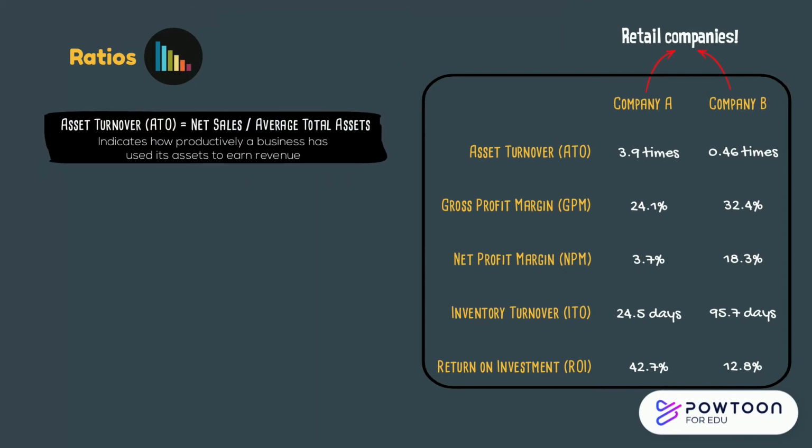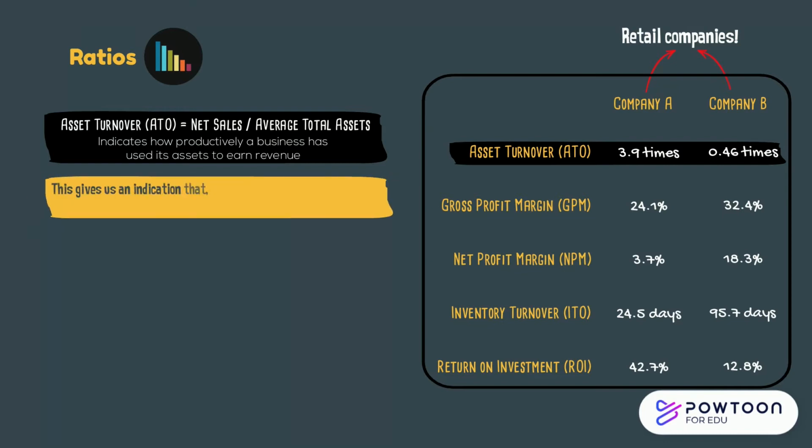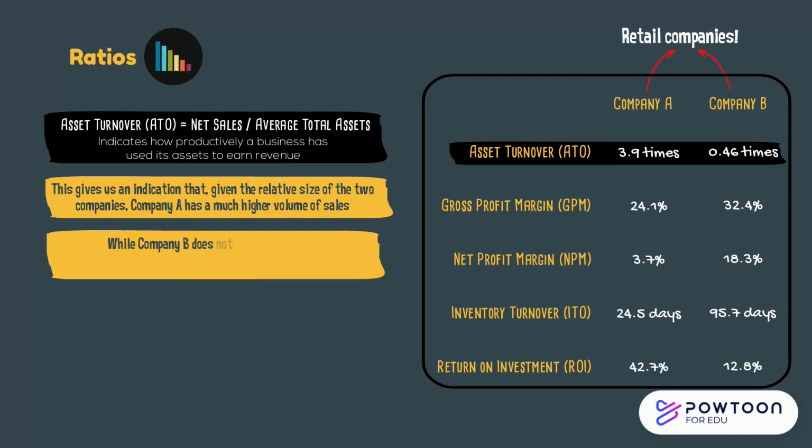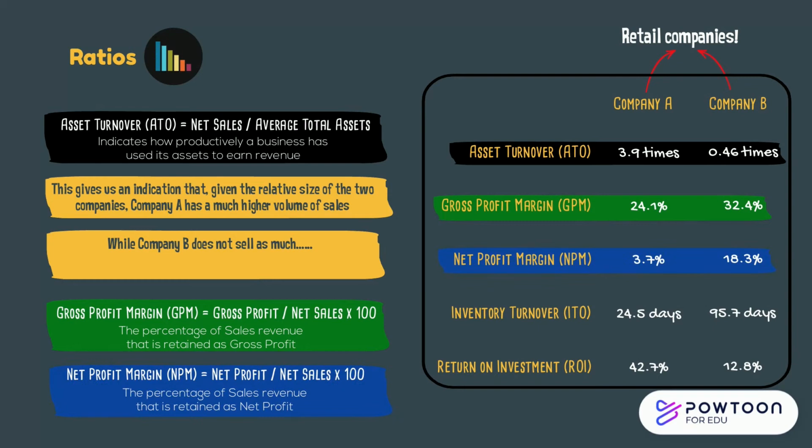Company A has a much higher asset turnover of 3.9 times compared to Company B at only 0.46 times. This gives us an indication that given the relative size of the two companies, Company A has a much higher volume of sales. While Company B does not sell as much, we can see from the gross profit margin and especially the net profit margin that for every sale that it does make, it generates a higher profit. A net profit margin of 18.3% means that for every dollar of sales, Company B makes just over 18 cents of profit, while Company A only makes 3.7 cents of profit.